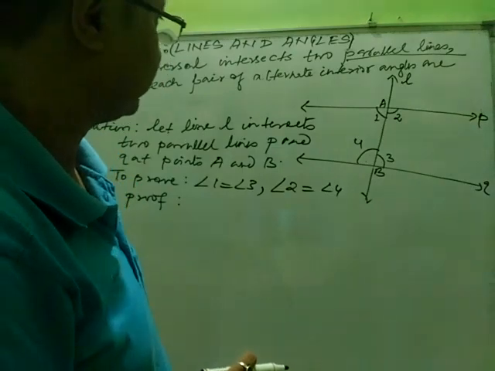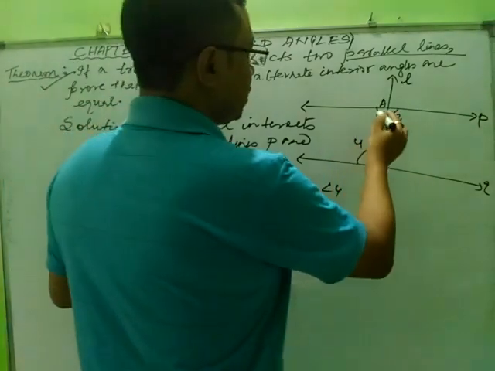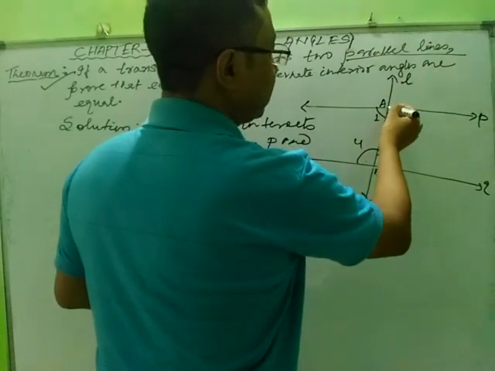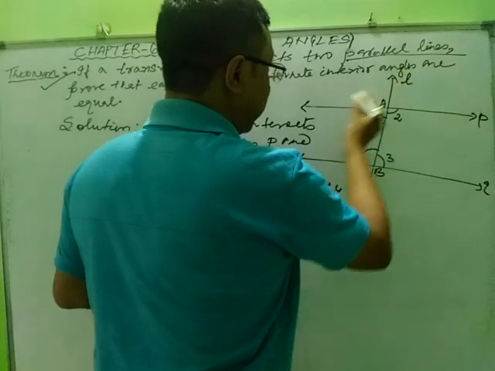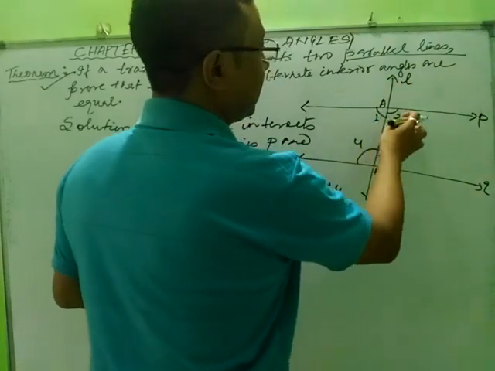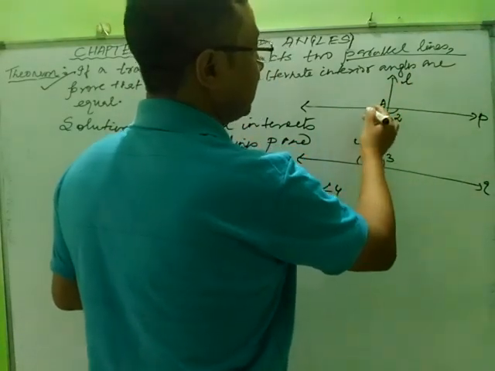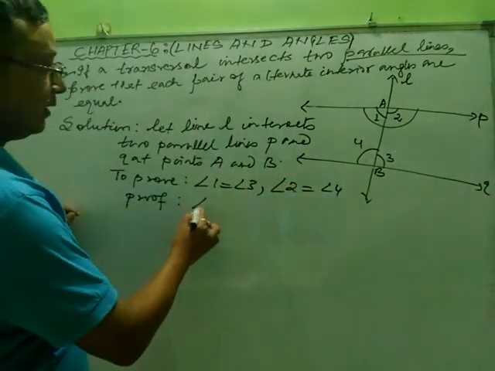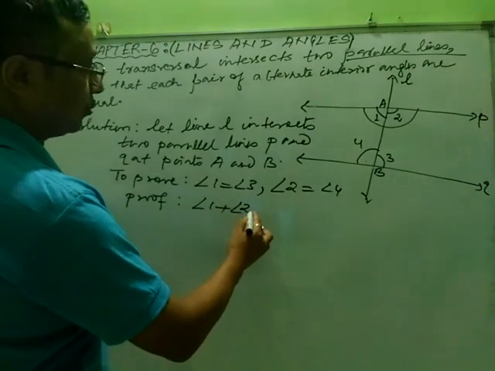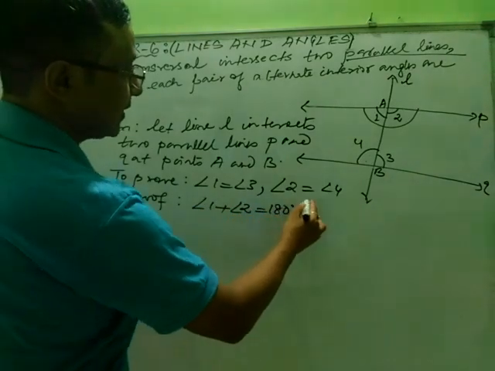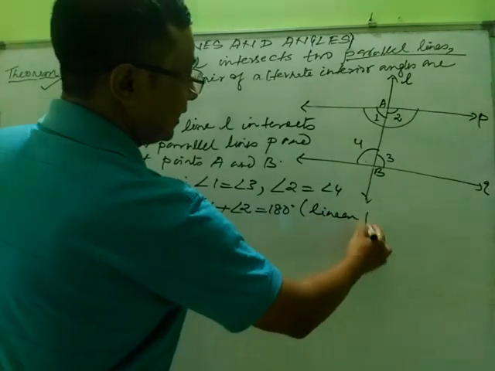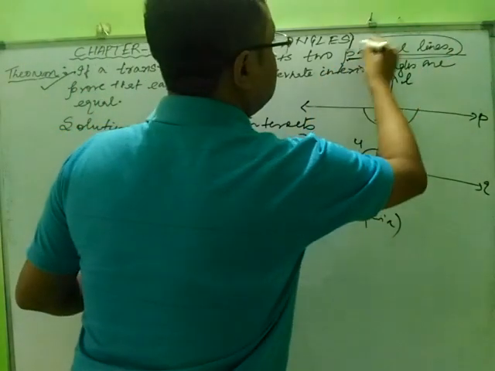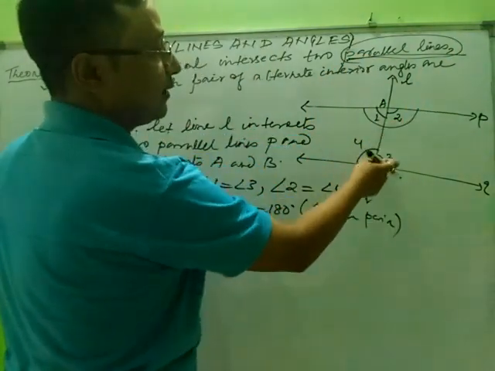So now let us take this way. This is the straight line, and here the ray AL lies on this line. So these two are adjacent angles, so they will form a linear pair, 180 degrees. So here angle 1 plus angle 2 equals 180 degrees. So it is a linear pair.